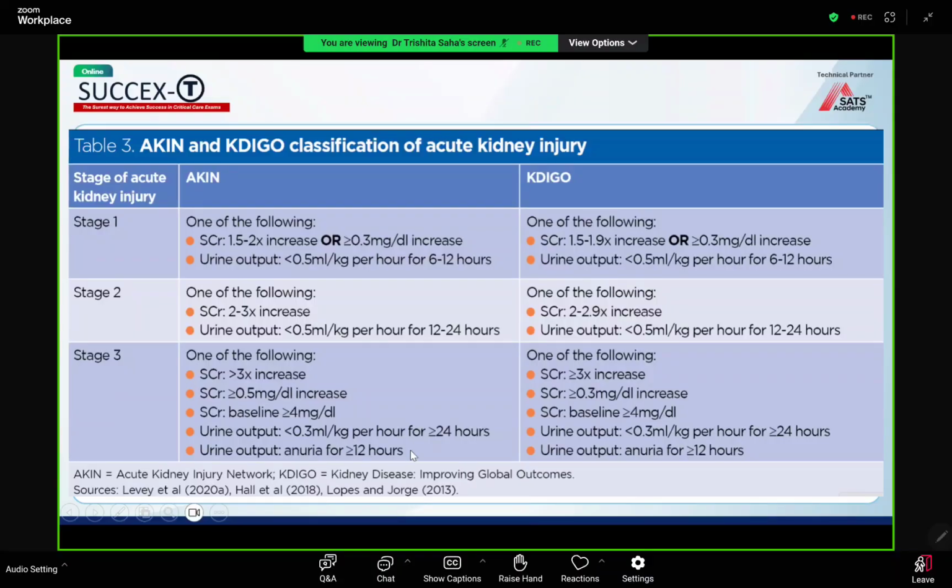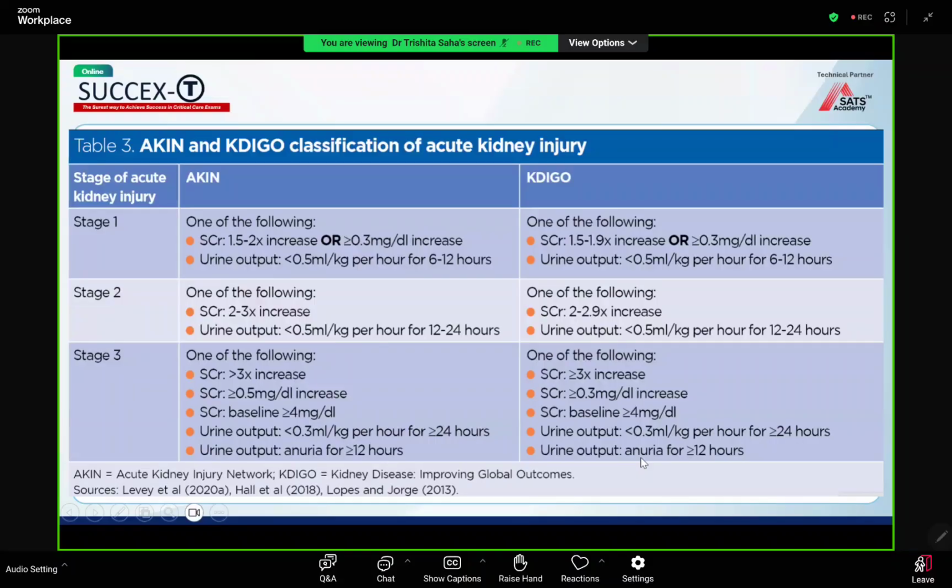And in KDIGO, it was given as serum creatinine more than 3 times, serum creatinine increase of more than 0.3 milligram per DL, serum creatinine baseline increase to 4 milligram per DL, urine output decrease to 0.3 ml per kg per hour for more than 24 hours, or urine output anuria for 12 hours.